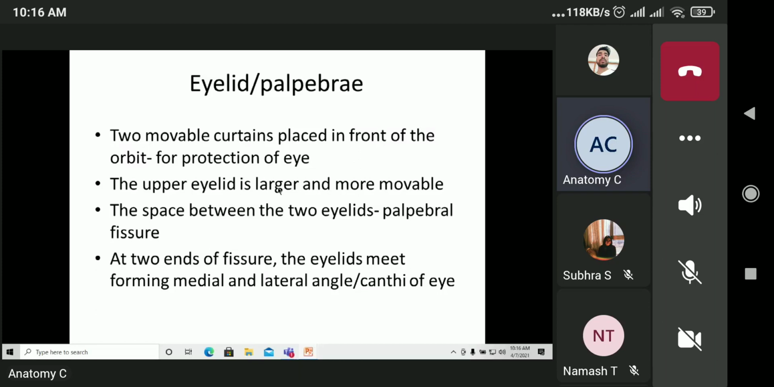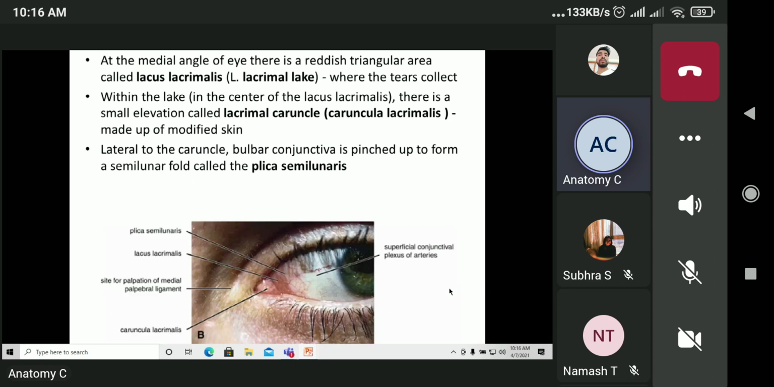So the eyelid, what is this? Two movable curtains placed in front of the orbit for the protection of the eye. The upper eyelid is larger and more movable, and the space between the two eyelids is the palpebral fissure. At the two ends, the eyelids meet, forming the medial and lateral angles, or the canthi of the eye. So look at it. This eyelid is meeting over here.